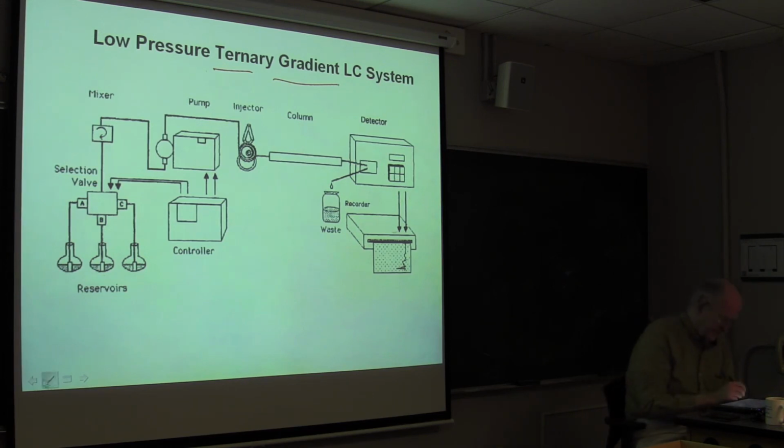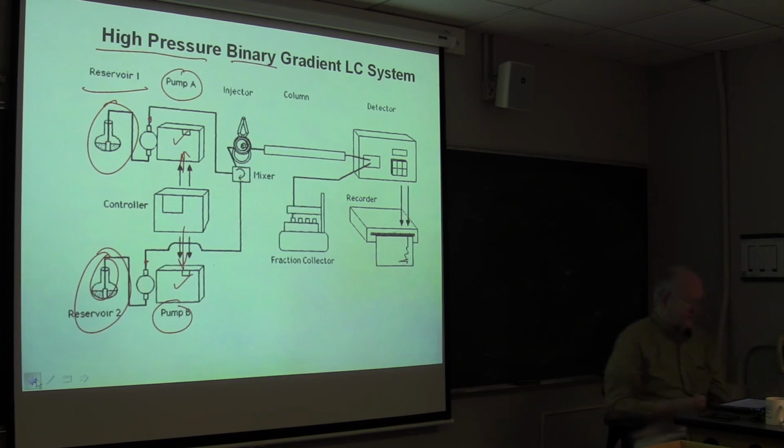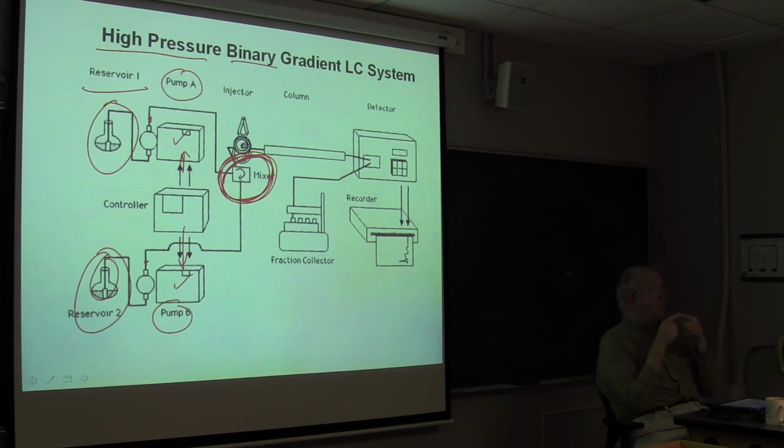Oh, whoops, I forgot a very important component here. You don't have that in an isocratic system. Solvent A, solvent B, they come together. They better be really well mixed. You don't want pulses of A, then pulses of B, pulses of A, pulses of B. That's a disaster. They have to be very well homogenized before they get into the injector and before they get into the column.